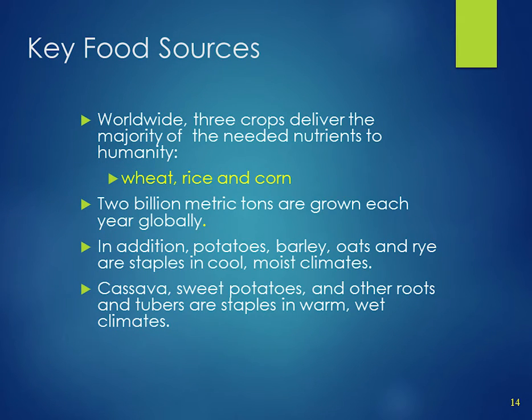Key food sources. Worldwide, three crops deliver the majority of needed nutrients to humanity: wheat, rice, and corn. 2 billion metric tons are grown each year globally. In addition, potatoes, barley, oats, and rye are staples in cool, moist climates. Cassava, sweet potatoes, and other roots and tubers are staples in warm, wet climates.